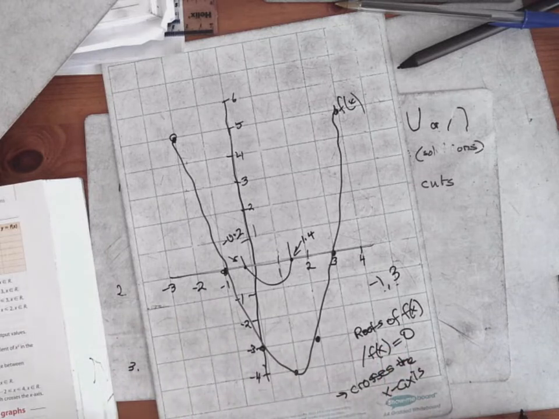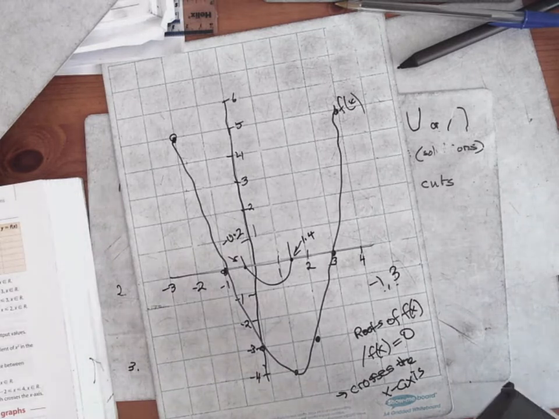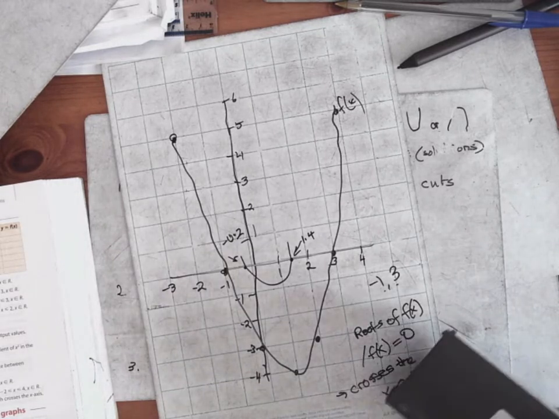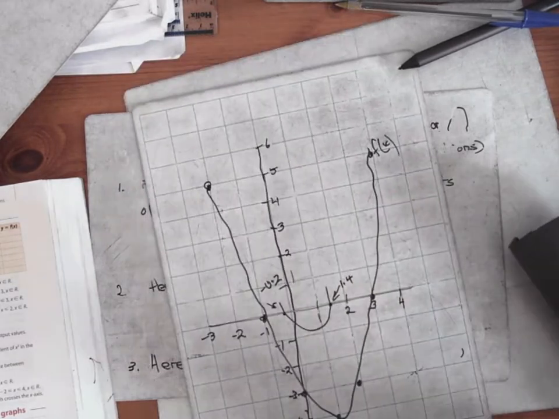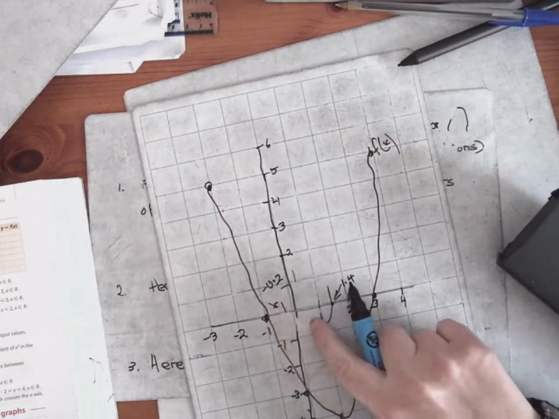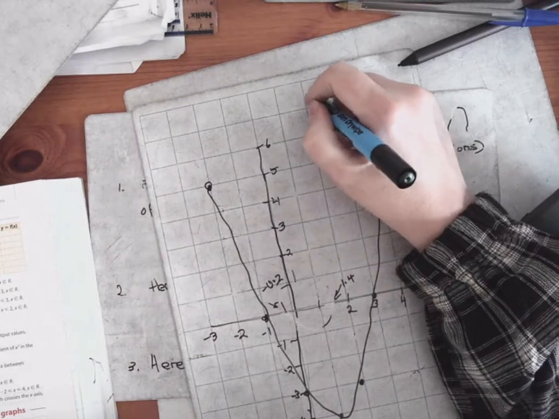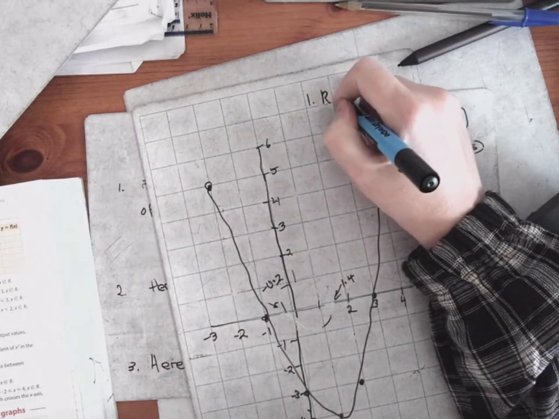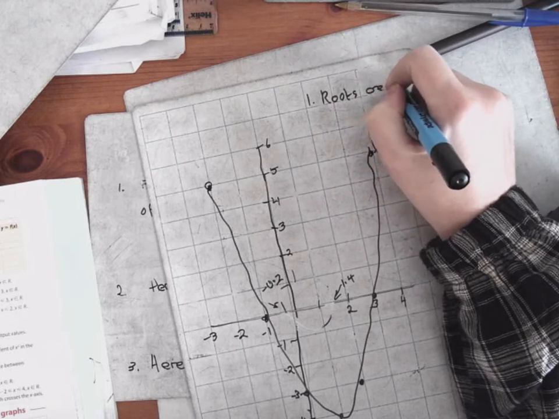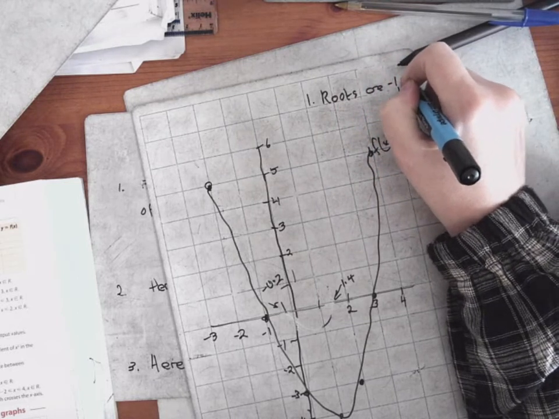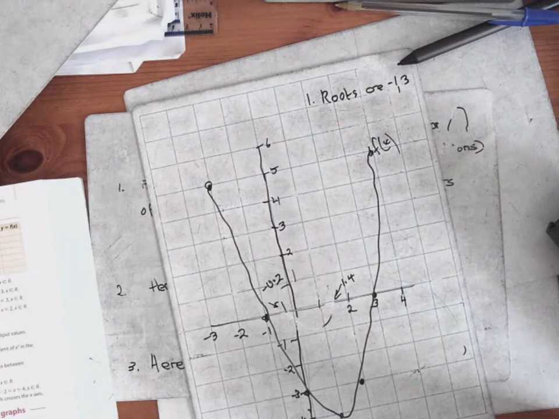Are we good with that? I take that as a yes. Okay, can I rub this bit out? So the roots are where it crosses the x-axis. So here, and I'll rub out this little mini one here. So number 1, the roots are -1 and 3.